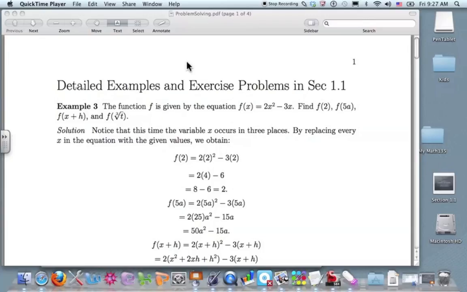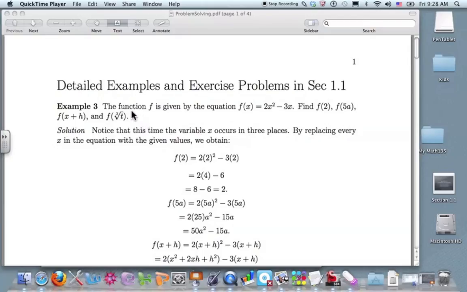Hi, this video shows how to solve examples and several exercise problems in section 1.1. Here we focus on evaluating a function by a formula or by a graph. You may skip this video by studying the corresponding PDF file directly. Example 3 is among the most important examples in this section.